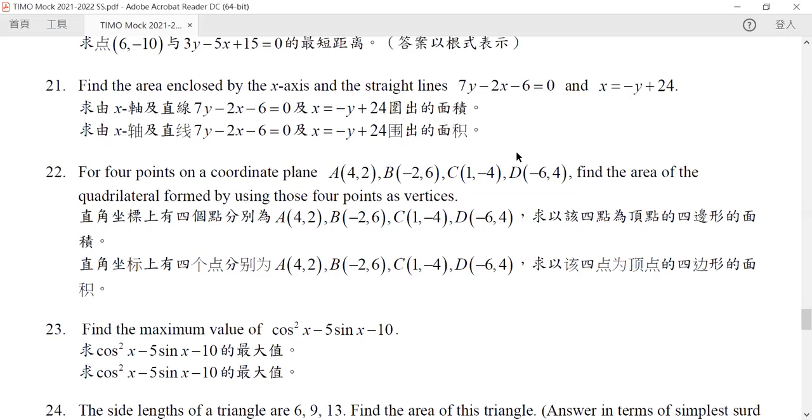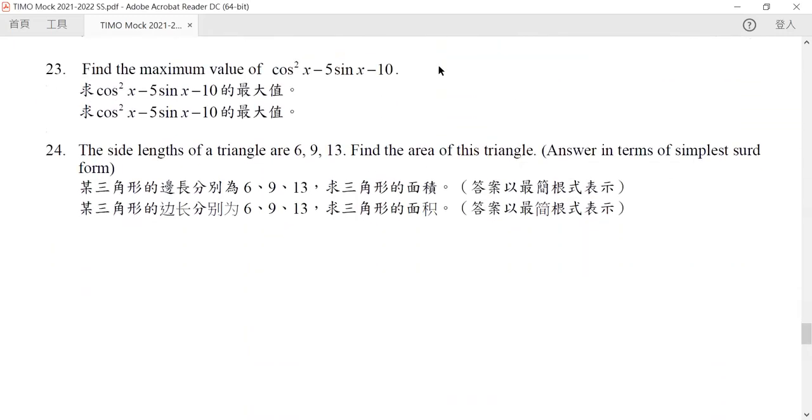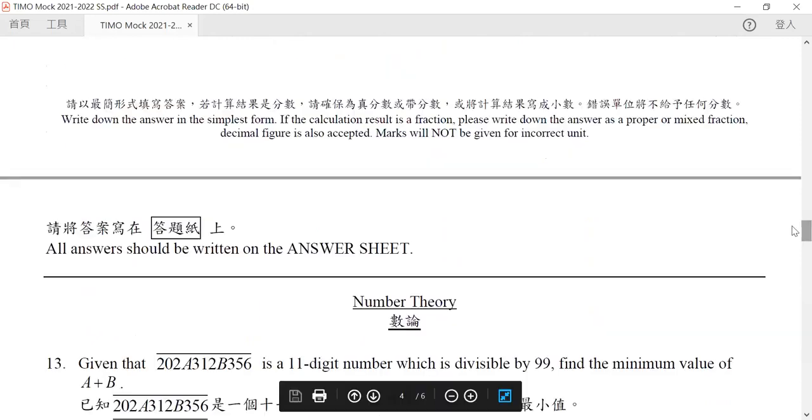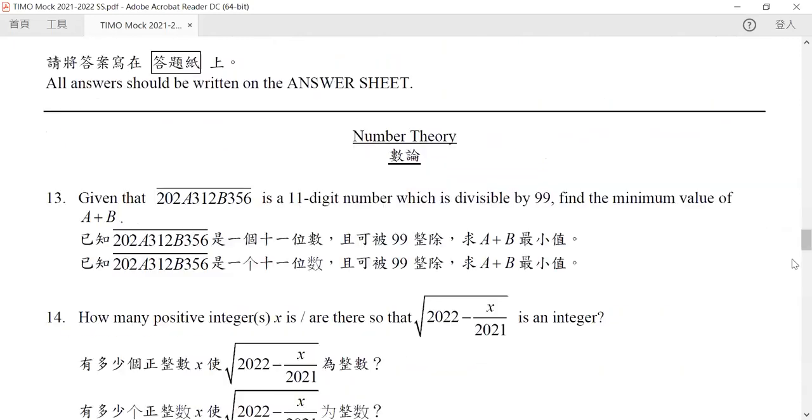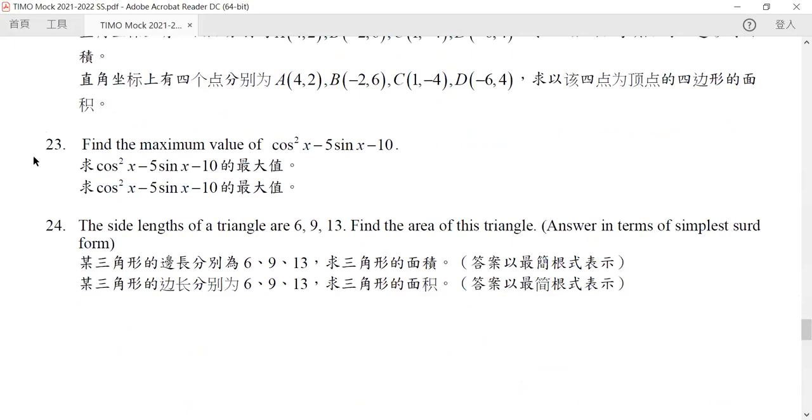So now let's go to our question 23. Find the maximum value of this. Now, please compare this question. What we are doing here is very similar to our question 12, but the result will be much different. So please do remember to compare this with our question 12.